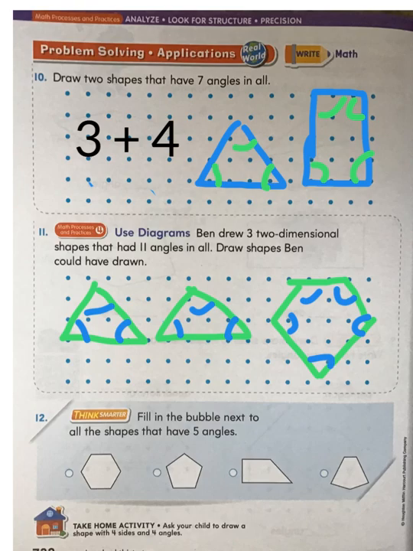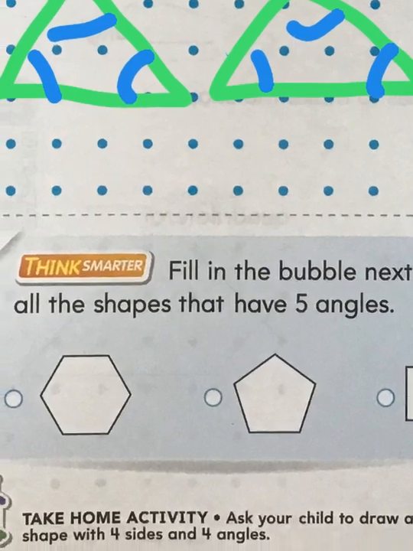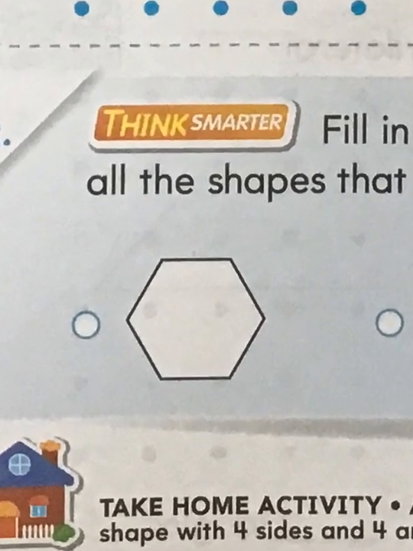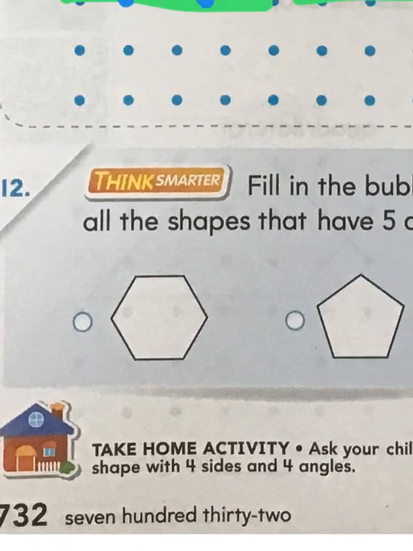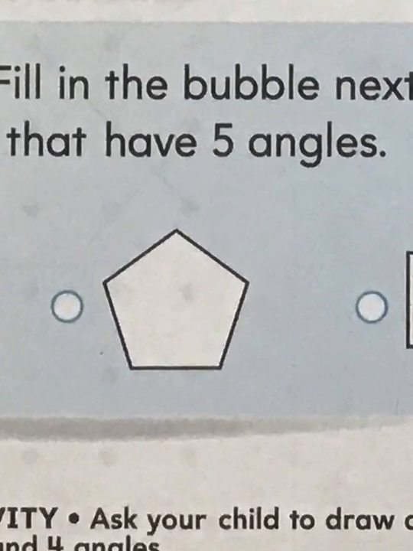All right, let's move down to number 12. Fill in the bubble next to all the shapes that have 5 angles. Let's take a look at that first one. It's a hexagon. It's got 6 sides to it, and that means it's got 6 angles. So we're not going to color in that one. What about the shape with 5 sides? 5 sides, 5 angles? Yep, we'll color that one in.